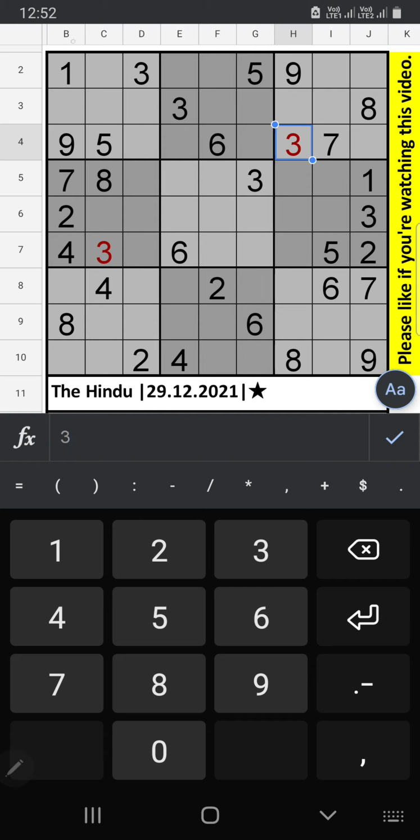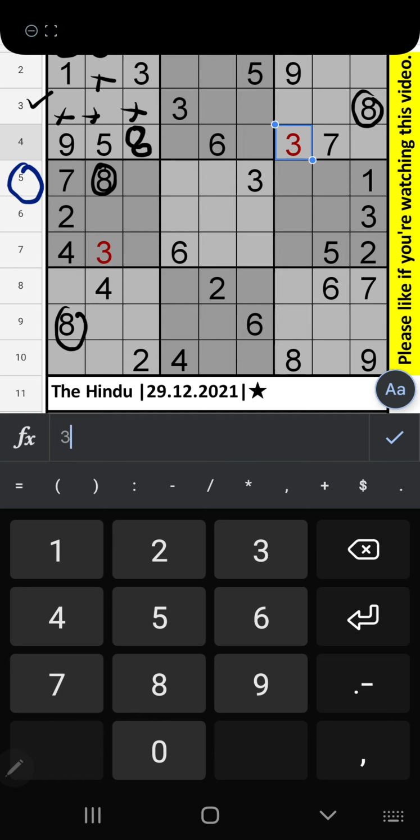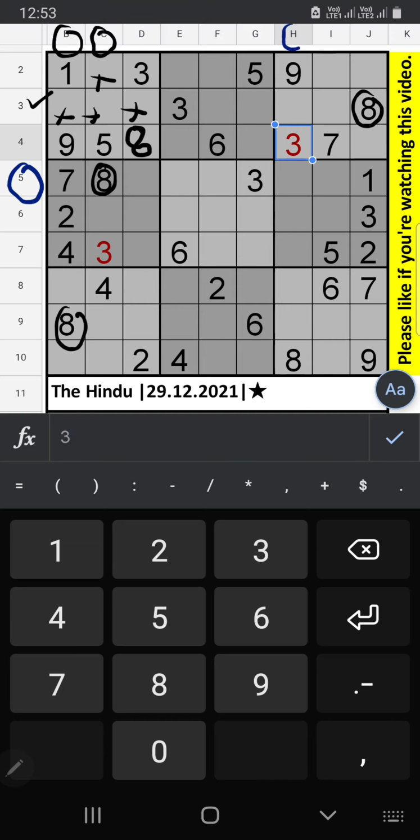We have 8 column B, column C also we have 8, third row also we have 8. 8 can't come in these cells. 8 will be here. Fifth row and column H we have 8. So 8 can't come in these cells. 8 will be here.